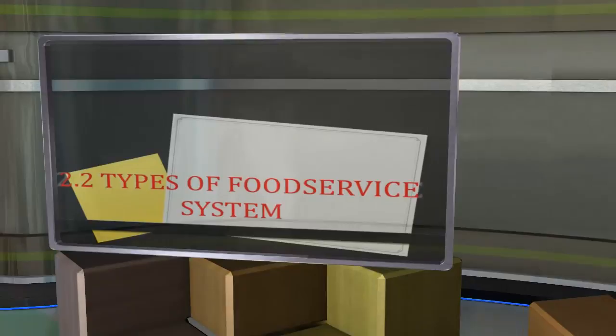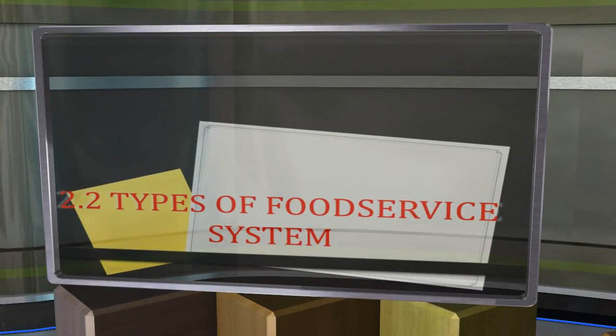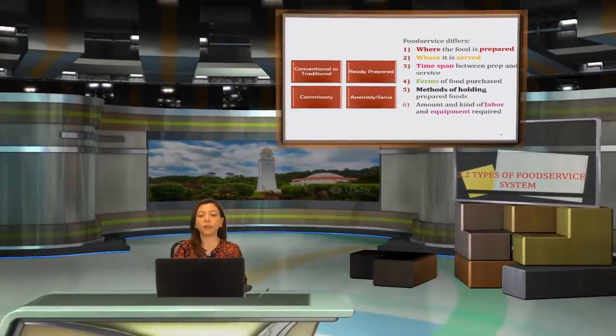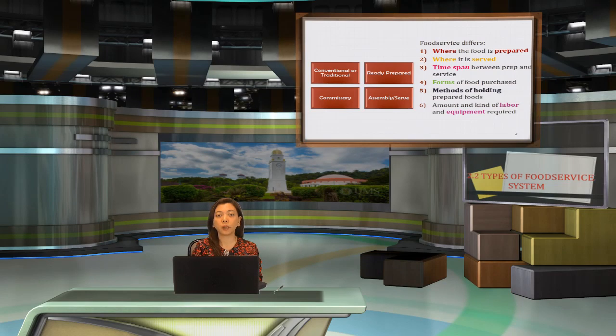For this topic, types of food service system, we look into the types of food service system. So basically there are 4 types of food service system. There's conventional or traditional, there's ready prepared, commissary, and also assembly serve. So how do these systems actually differ?